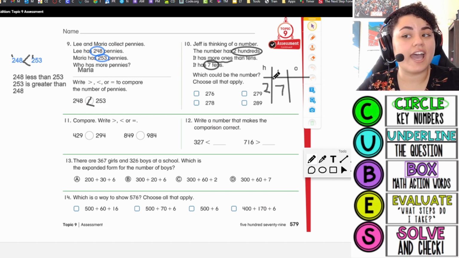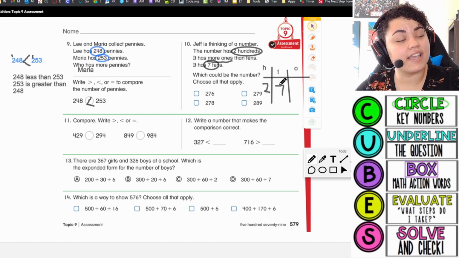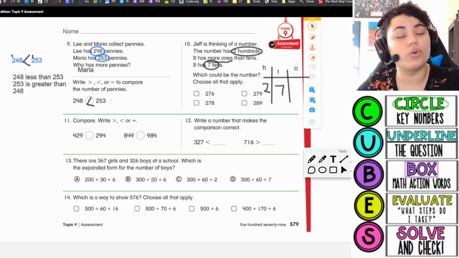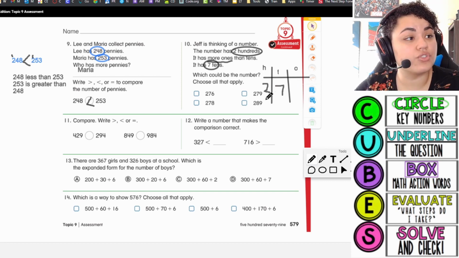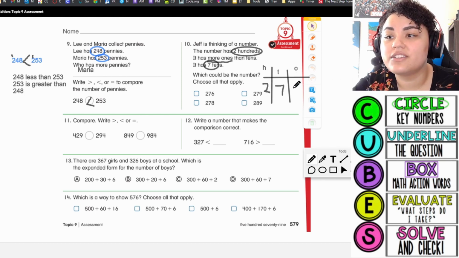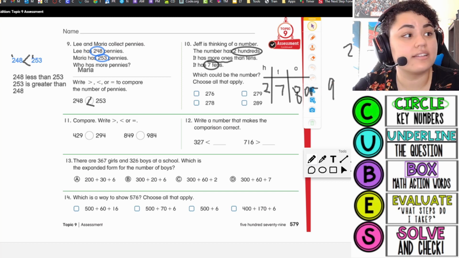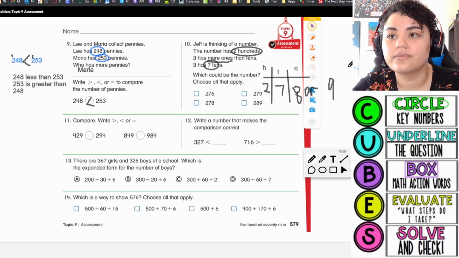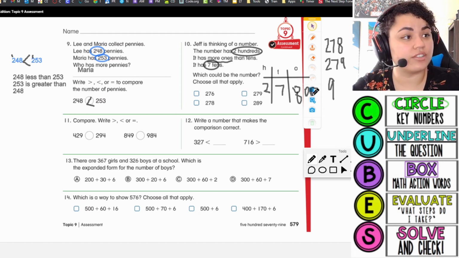So if it has more ones than tens, it has to have 8 or 9. Because those are more ones than 7. Because 8 and 9 is bigger than 7. So we can have an 8 here or a 9. So it could be 278, or it could be 279. Do you see how we used our little chart to kind of fill in the blanks of the mystery?